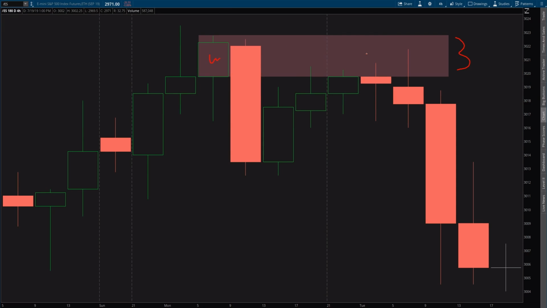What's important to notice is you want to look at a rejection from a smaller time frame. So this is a 4-hour chart we're looking at, right? I will qualify this as a 4-hour zone, but for me to enter the trade, I'm looking for a rejection of this zone on maybe a 5-minute or a 15-minute chart, right?